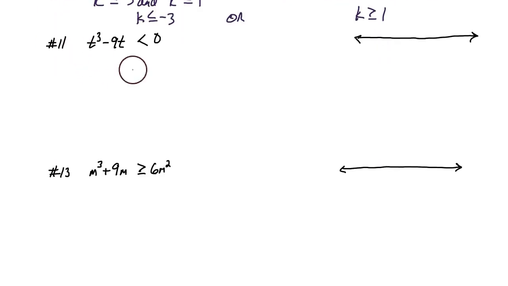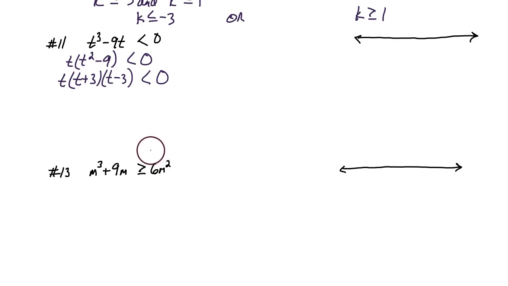Next, number 11, we already have the 0. Let's factor this side. Factor out a t, leaving t squared minus 9. Now factor the difference of squares. We get t plus 3 times t minus 3. Now let's consider all of the cases where you could multiply 3 things together and get a result less than 0, meaning get a negative number. When you multiply 3 factors together and you get a negative result, you have to have an odd number of negative factors. So there are some cases to consider.